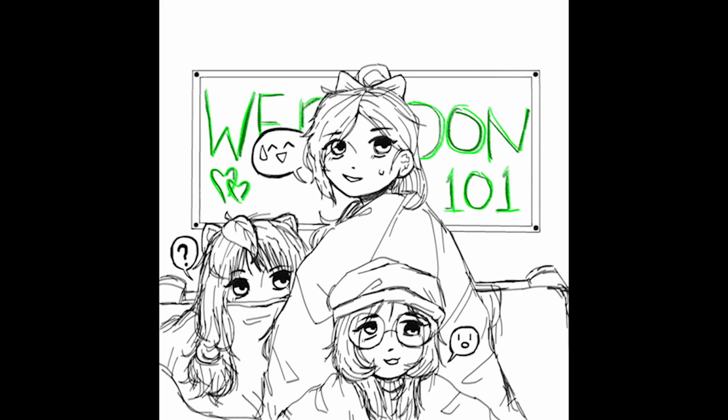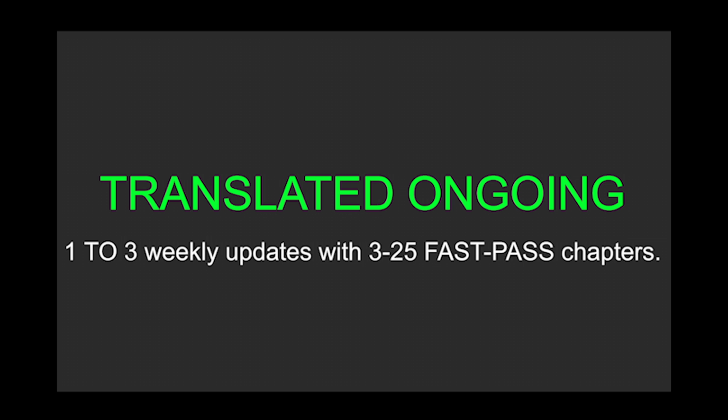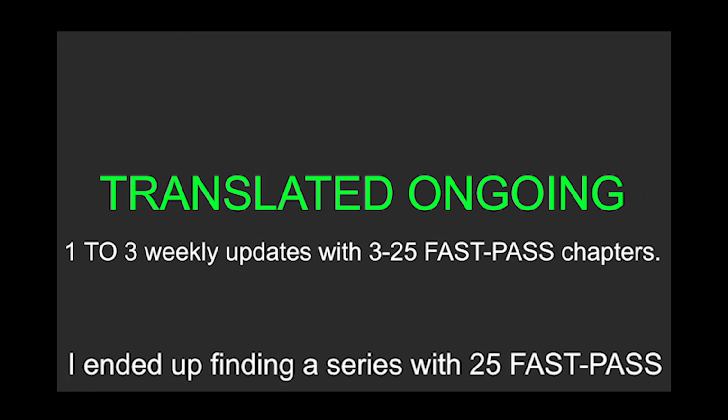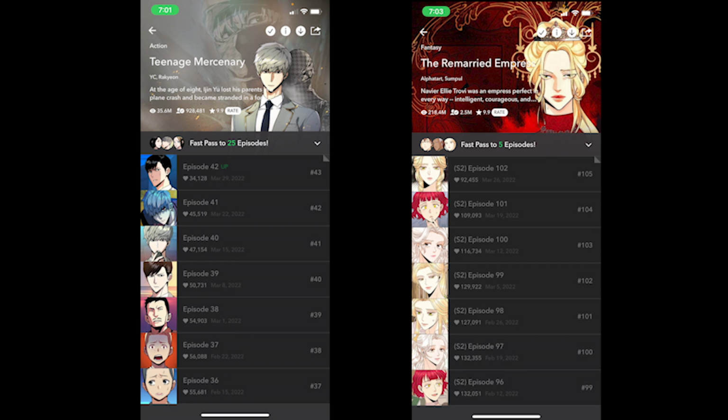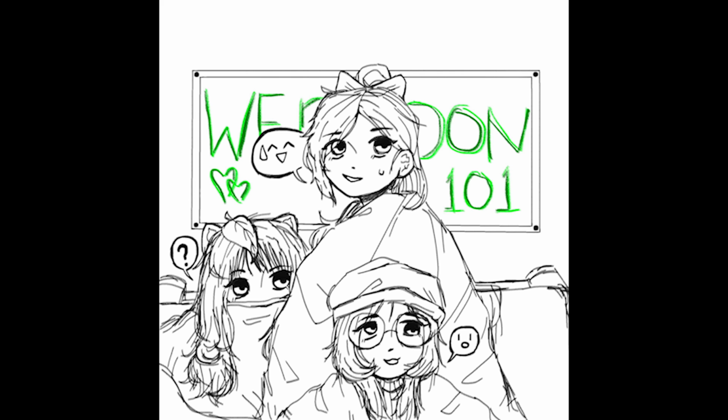I see. Then you have translated ongoing, which you have approximately 1 to 3 weekly updates, with a range of, on average, from 3 to 20 Fastpass chapters. Yes. Those are the perks of translation, huh? Yes, they tend to start sometimes around like, oh, here's some 5 chapters. And then just suddenly one day you'll see, oh my god, there's 10 chapters. The next time you go, it's 20 chapters. So they just like mass release sometimes.